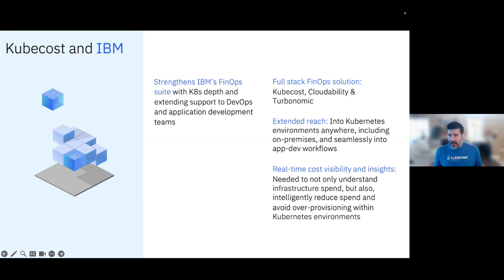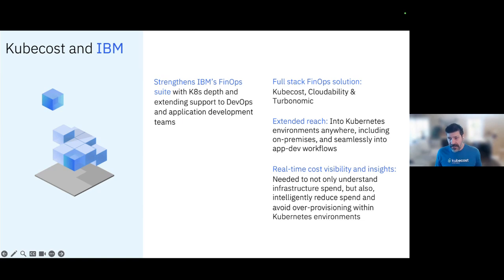We round out a full stack solution for FinOps by joining the IBM FinOps suite. So Kubecost, Cloudability, and Turbonomic are the end-to-end solution to cover all of the needs of a modern software organization when it comes to managing their cloud investment, reducing it, optimizing it, allocating it, and other FinOps practices. We allow this suite of FinOps solutions now to extend deeply into Kubernetes environments wherever they are. And I really mean wherever they are.